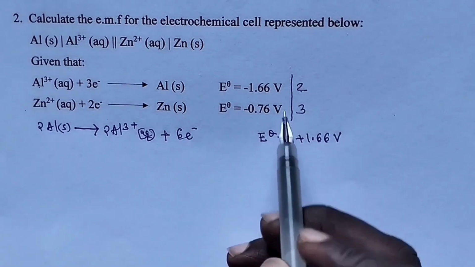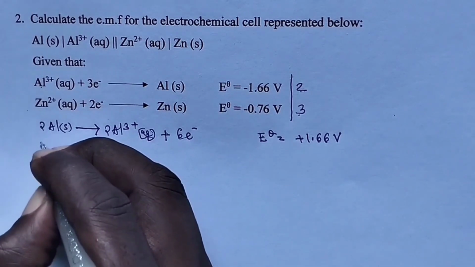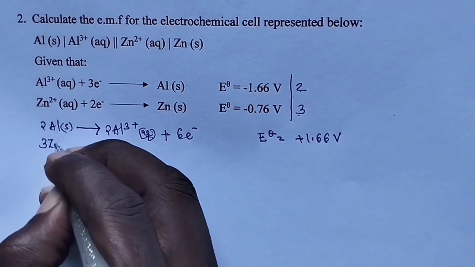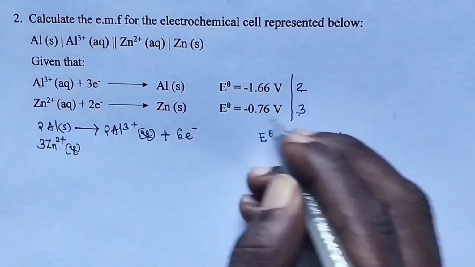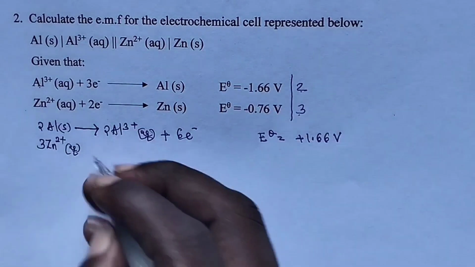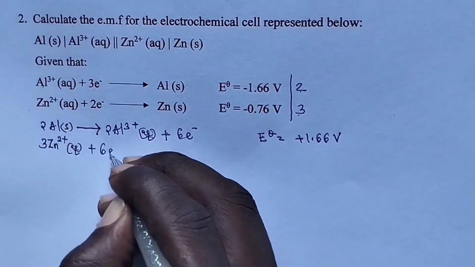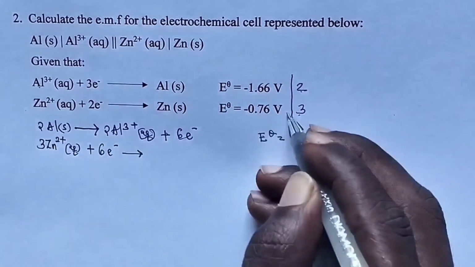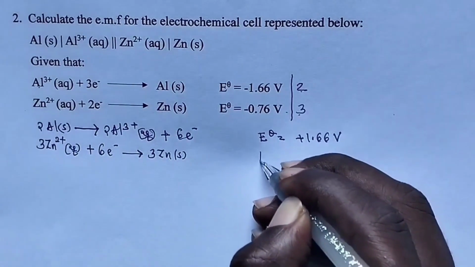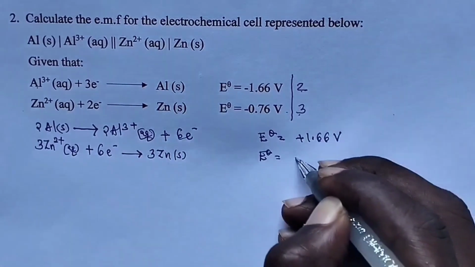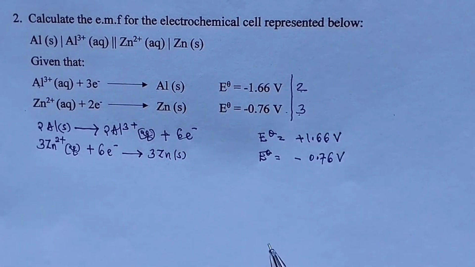That means the multiplication of these two is not affected by this electrode potential value. So we go next to the other ionic equation. Here we are having 3 times Zn 2+ ions, so we are going to have 3 Zn 2+ ions aqueous. This one we're not going to reverse because it is not the reducing agent. So we say plus 2 times 3, 6 electrons, then arrow, 3 times zinc, that's 3 Zn solid. Then the standard electrode potential value will be negative 0.76 volts. This times 3 is not affected.